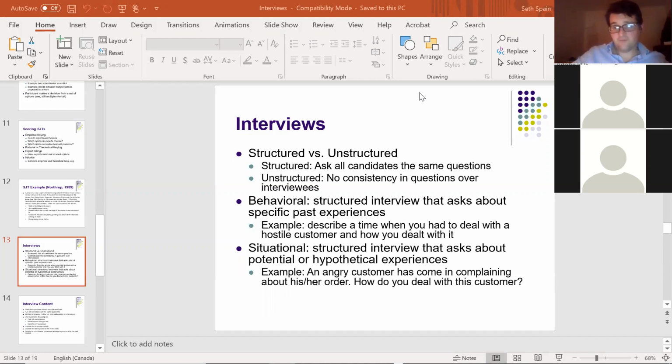Now, for people who have the previous experience, they're probably drawing on the previous experience when they answer the hypothetical. But for entry-level jobs, people new to the workforce, they only have their hypothetical responses. So here, the same situation, just a different way of asking it, is basically, imagine an angry customer has come in complaining about his or her order. How do you deal with this customer? Behavioral is asking you to think about actual experiences that you've had and to talk about them. Situational is saying, what would you do if this happened?